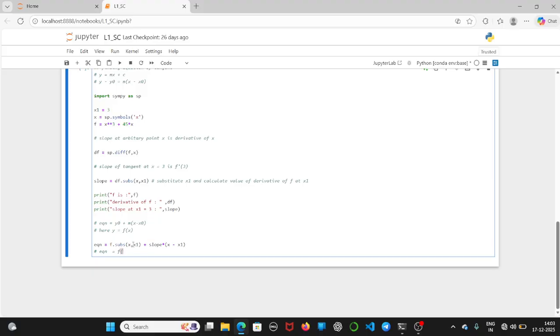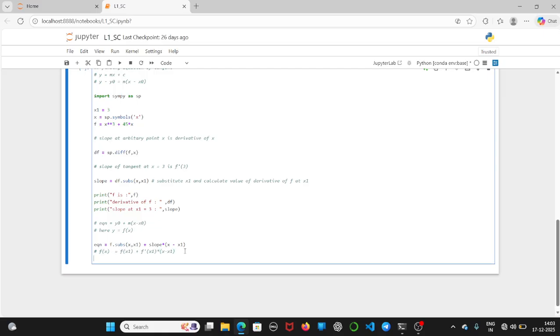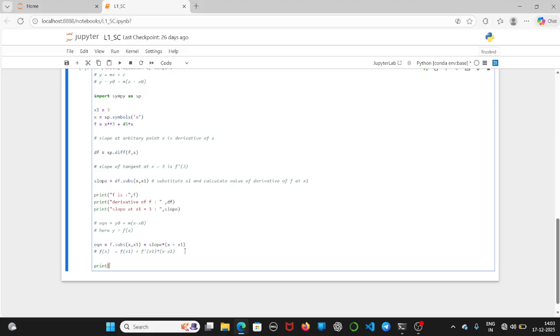You can see here equation is equal to f.subs x1. What it means is that it is f of x1, and slope means f prime of x1, and into this x minus x1, right? And equation here is f of x, right? So we have just found the right hand side of the equation. Left hand side we already know that it is f of x, right? So I am just going to print that equation of tangent.